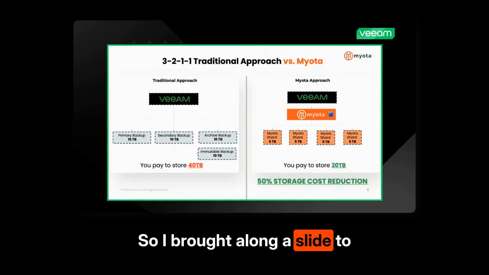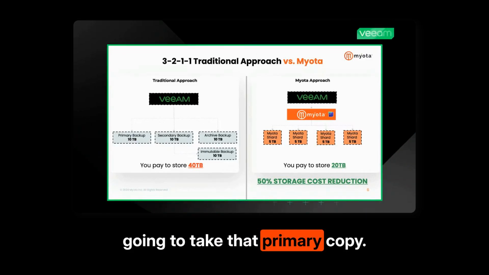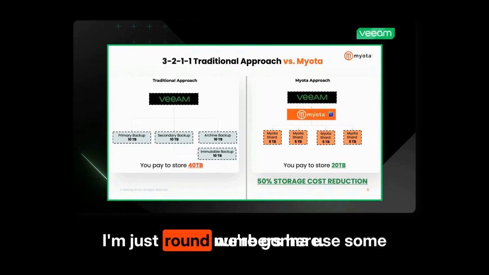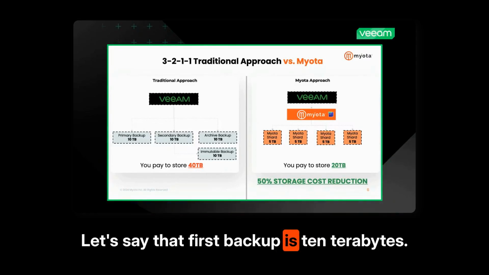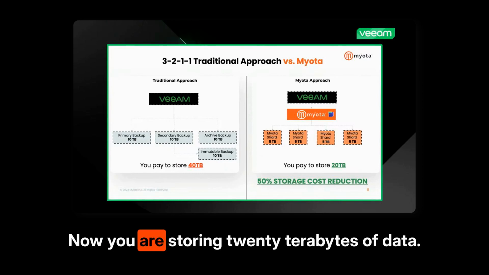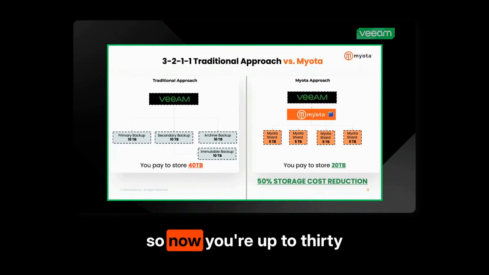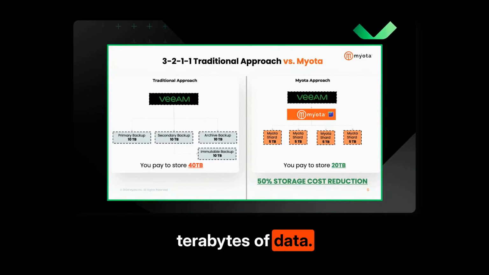So I brought along a slide to illustrate that as well. And so again, traditionally, you're going to take that primary copy. We're going to use some round numbers here. Let's say that first backup is 10 terabytes. You're going to make a secondary copy of that. Now you are storing 20 terabytes of data. You need 3 copies of that data. So now you're up to 30 terabytes of data, right?